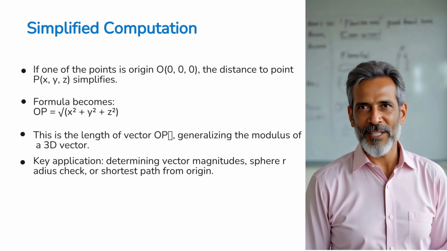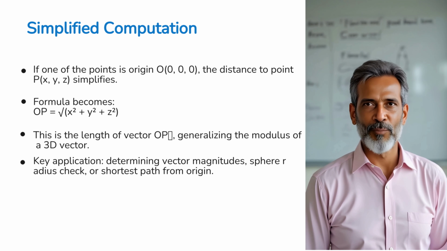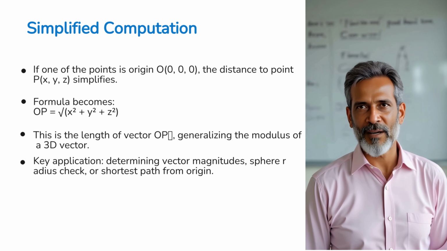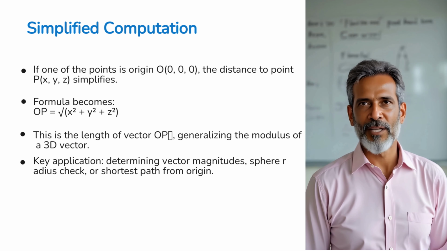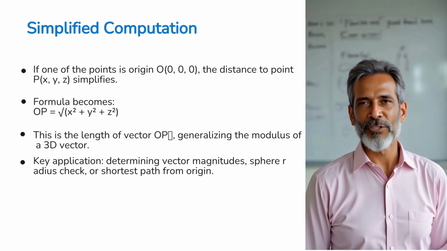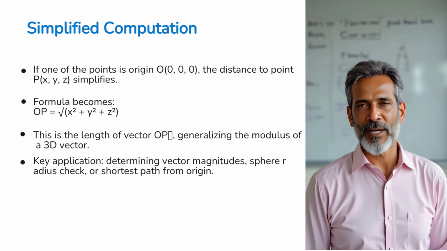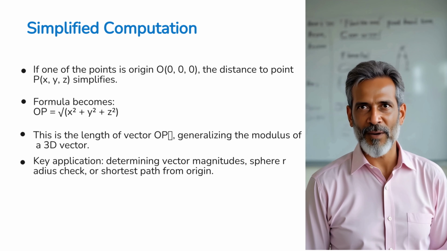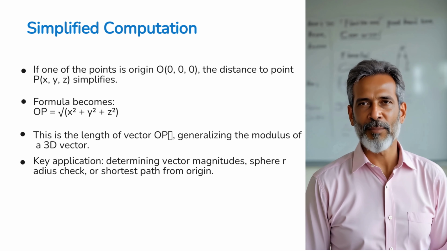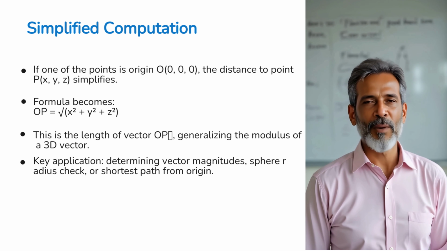This distance is actually the length or magnitude of the vector OP, which starts at the origin and ends at point P. You can think of it as the length of the arrow from the center out to that point in space. It's very useful for things like finding how far a point is from the center, checking whether points lie on a sphere of a certain radius, or simply measuring the shortest path from the origin to any point. Remember, this is a direct generalization of the two-dimensional vector length formula, now including the third axis. Excellent beta. It makes many problems much simpler.